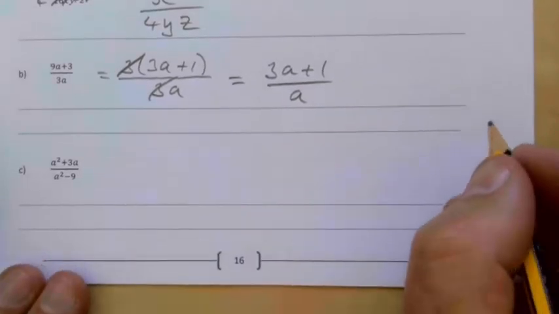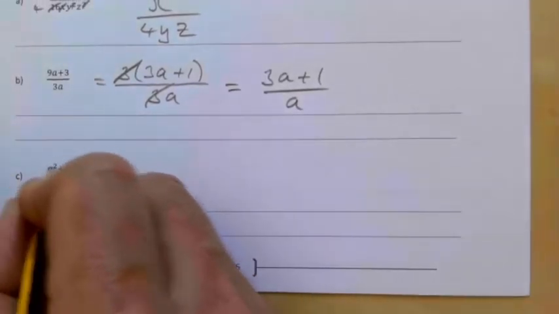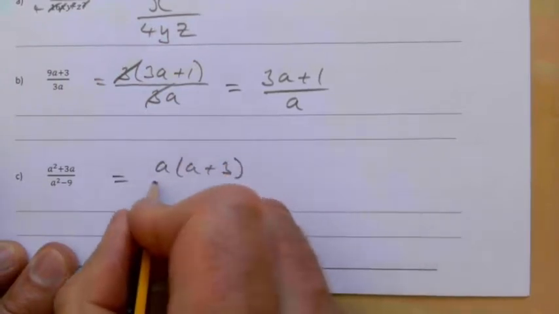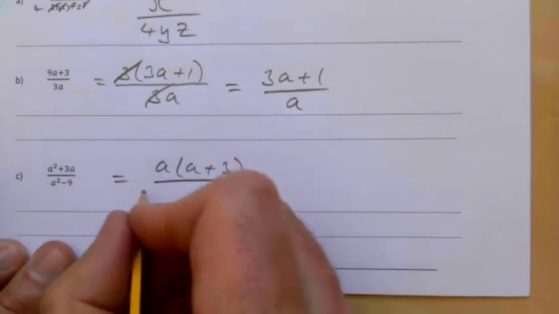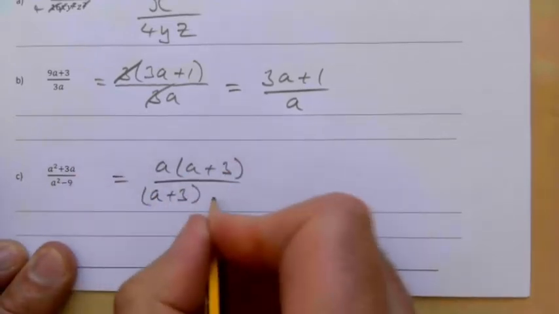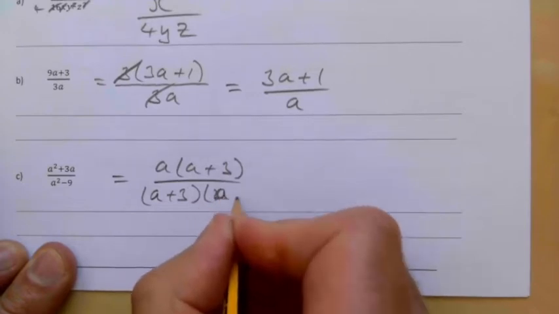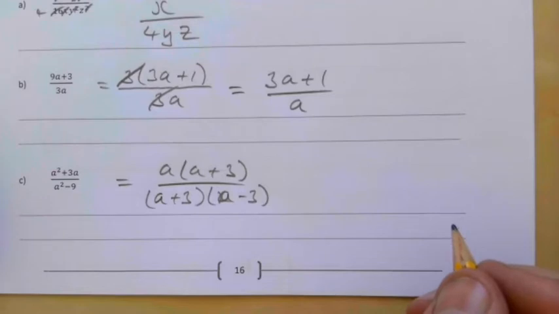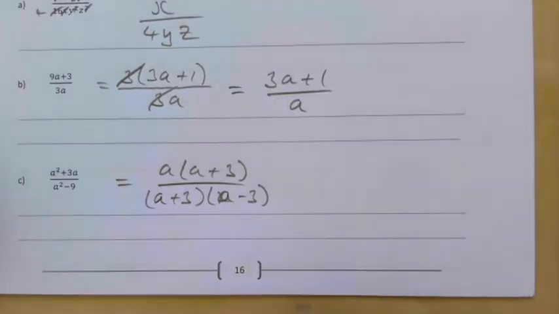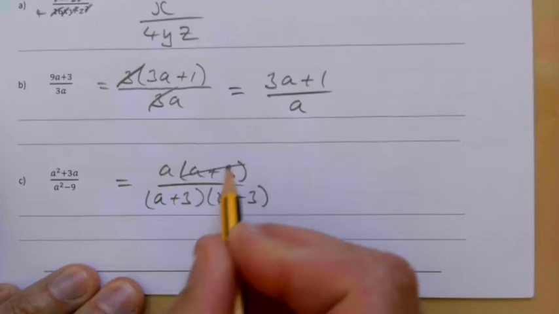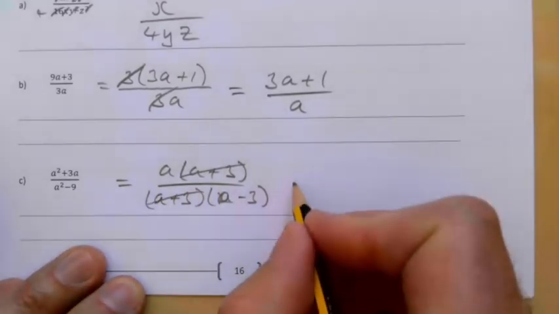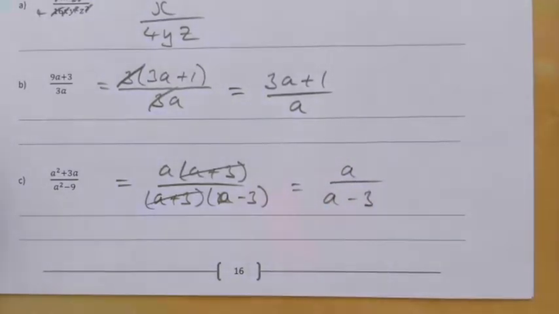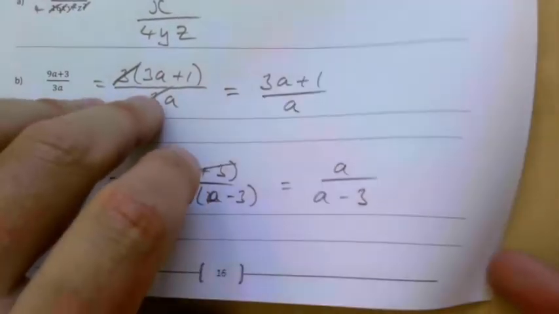Next one, same rules, factorise. Hopefully there'll be a common factor. The common a comes out there. Over here, difference of 2 squares: a plus 3 upon a minus 3. So you can see the common factor here, a plus 3 and a plus 3. So they go. And that gives us, on the top line we have a, and then a minus 3. You can have the bracket around that one if you wish, but there's no need.